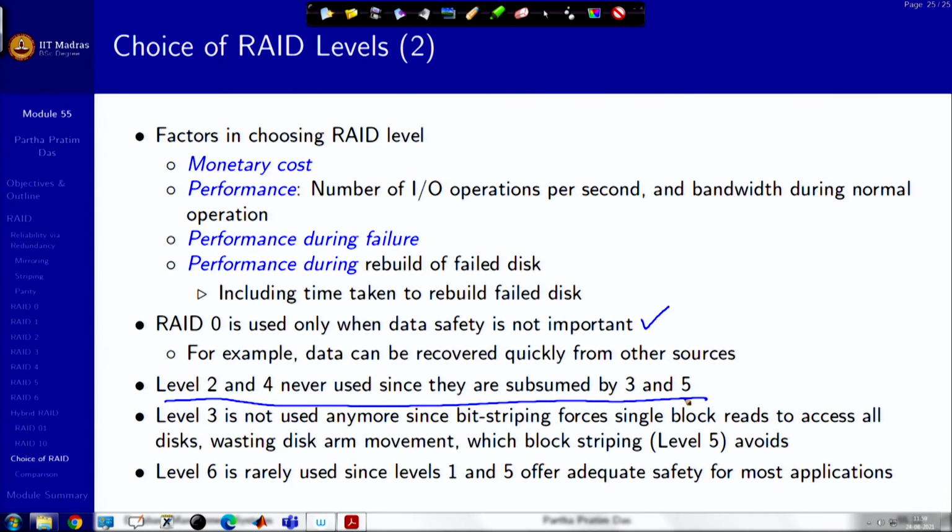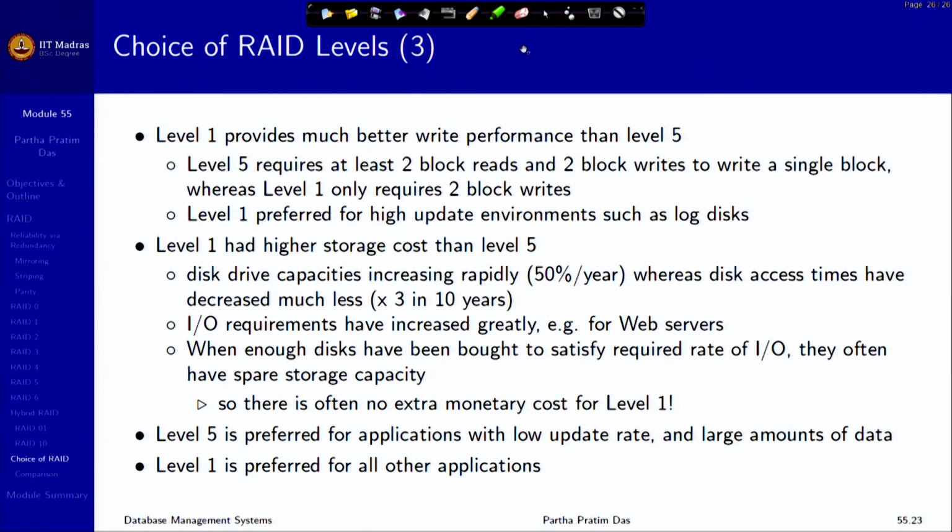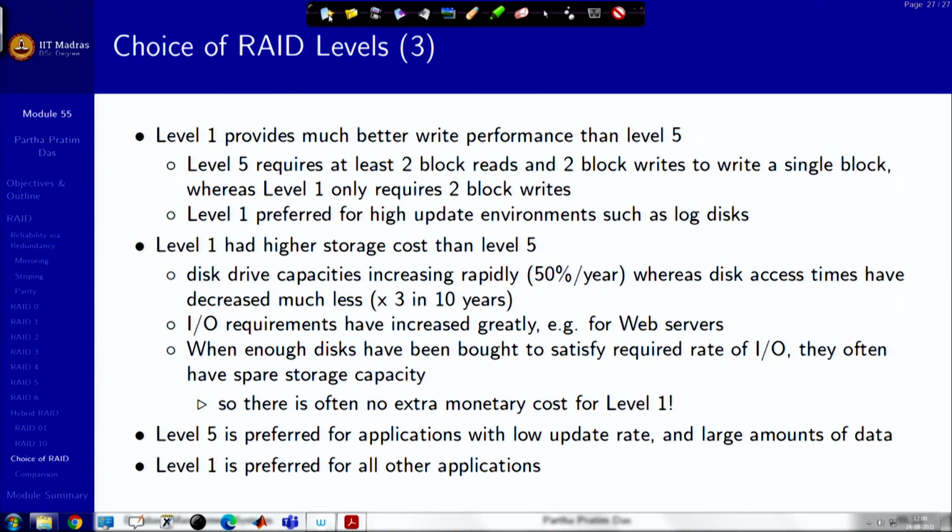RAID 2 and 4 normally are not used because they are subsumed in 3 and 5. They are simpler cases than 3 and 5. RAID 3 also is not used because bit striping forces a lot of single block reads. RAID 6 is used rarely, since level 1 and 5 offer adequate safety for most applications. The choices are there, but commercially we will not get all kinds of RAID levels available today. For example, RAID level 1 has a much better write performance than level 5.